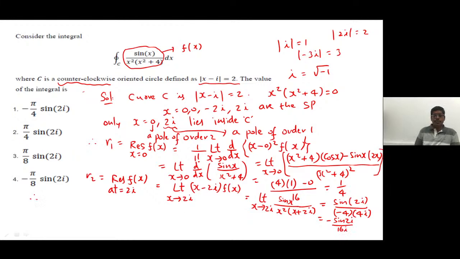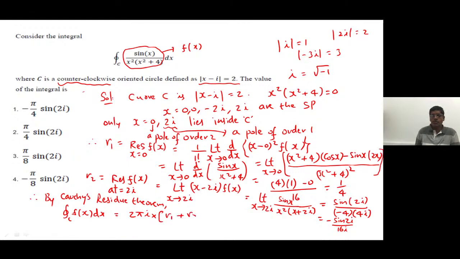Therefore, by Cauchy's residue theorem, the integral over C of f of x dx is equal to 2 pi i into the sum of the residues at the poles inside the curve. That is, we have two residues, R1 and R2.